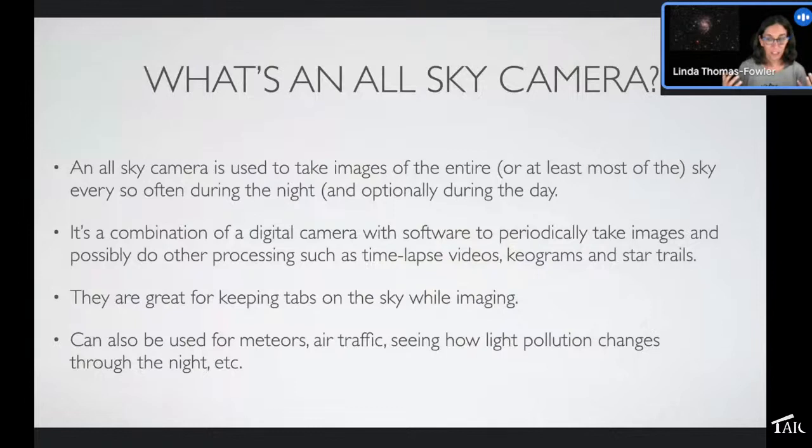It's a camera along with a computer, and it takes pictures of the sky periodically so that you can see what's going on. And they're a great way to keep track of what's going on in your local sky while you're imaging, and maybe you're inside and can't see the sky. And they can also be used for other things, like maybe looking for bright meteors or tracking air traffic or seeing how your light pollution changes through the night or with the moon, that sort of thing.